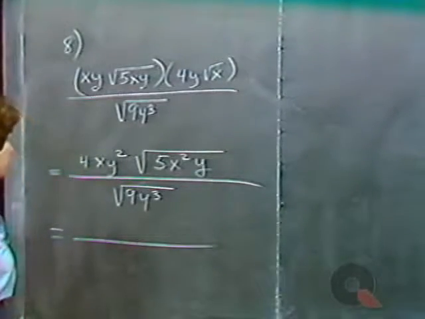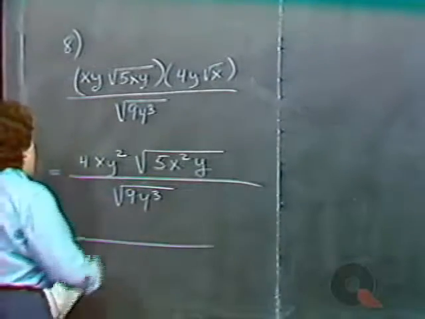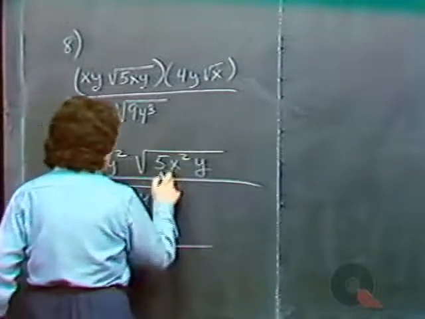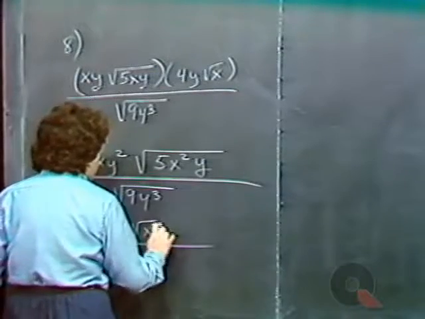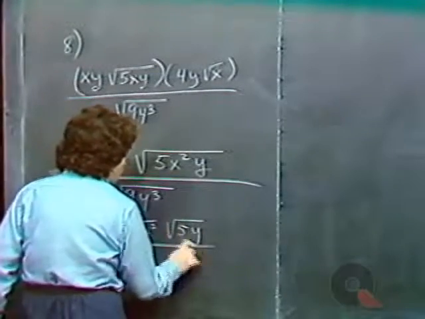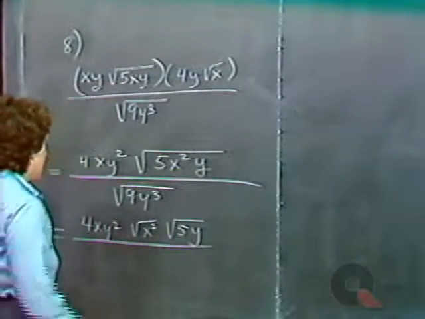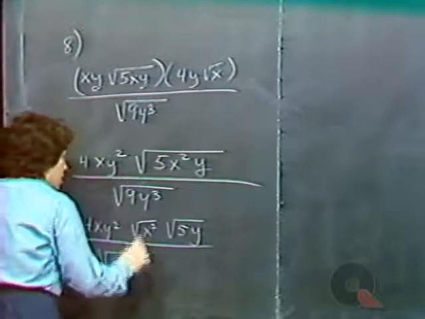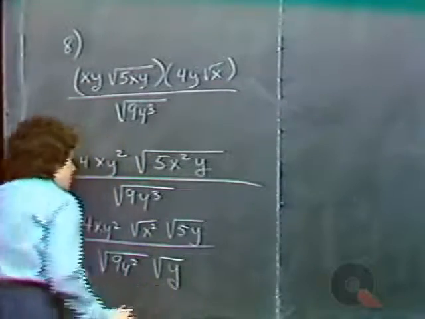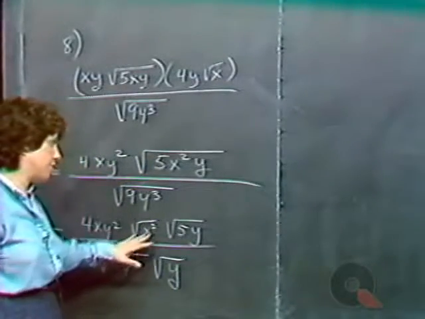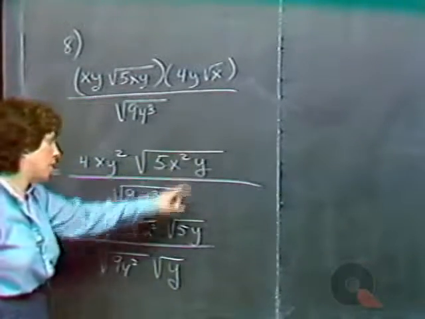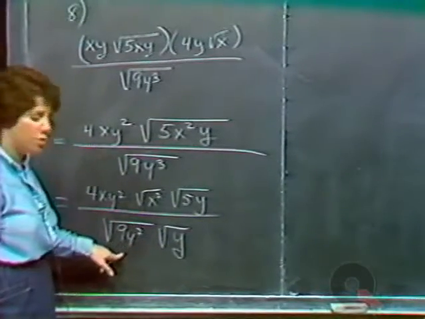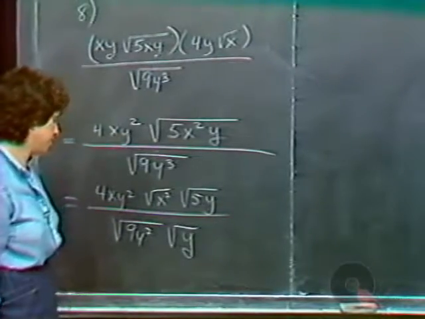Now, let's see how much we can pull out from under the radical. 4xy squared. I'm going to write this as the square root of x squared times the square root of 5y. And downstairs, I'm going to write this as the square root of 9y squared times the square root of y. In each case, I'm looking to pull out the perfect square factors. In 5x squared y, x squared was a perfect square factor. In 9y cubed, 9y squared was a perfect square factor.